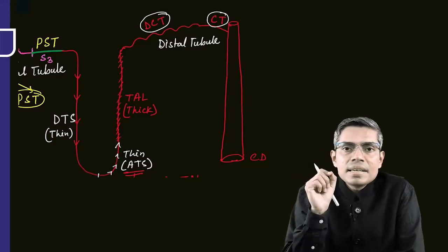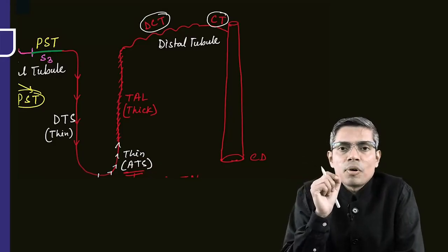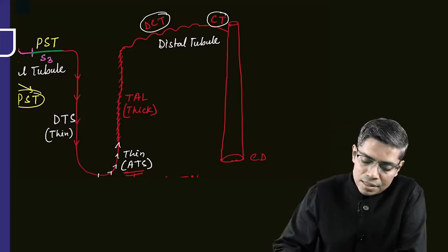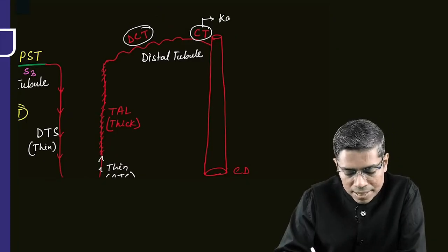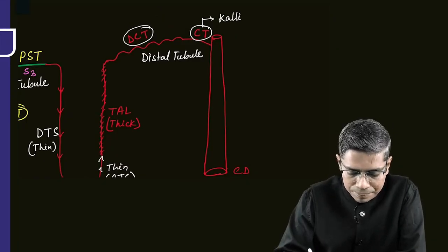Now this connecting tubules has an important function. This is the only part of the nephron which is going to be secreting kallikrein.